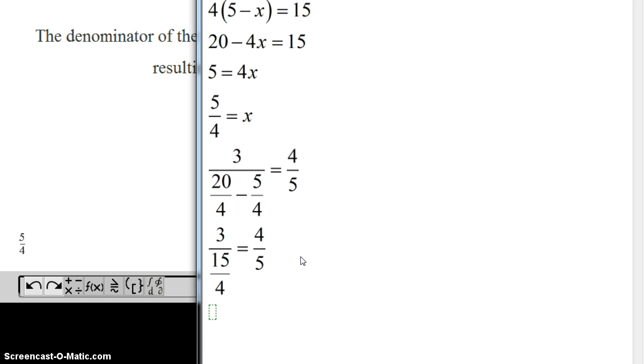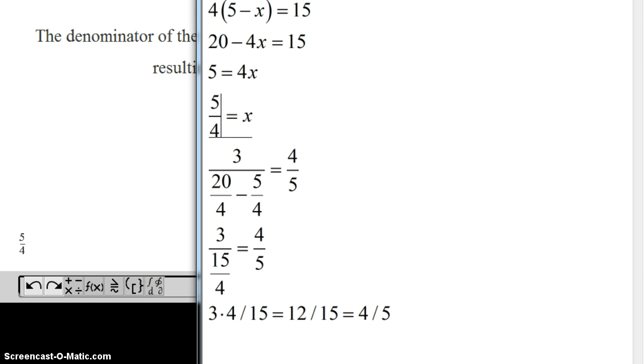So then 3 divided by 15/4 is 3 times 4 divided by 15, which is 12/15, which equals 4/5. So this is exactly what we get. We get 4/5 equals 4/5. So our x must be 5/4.